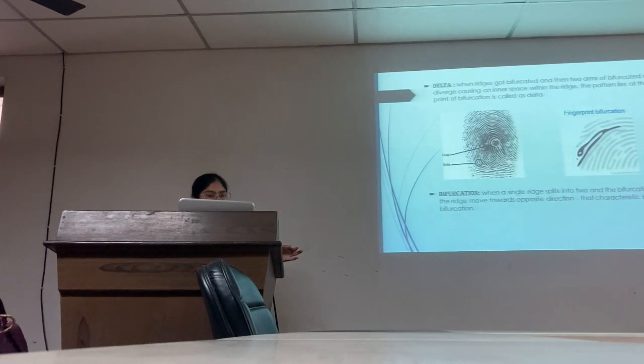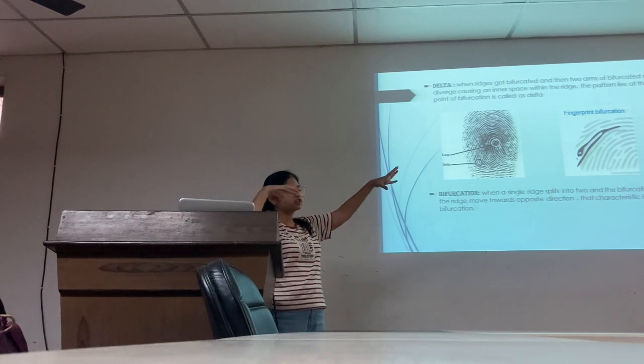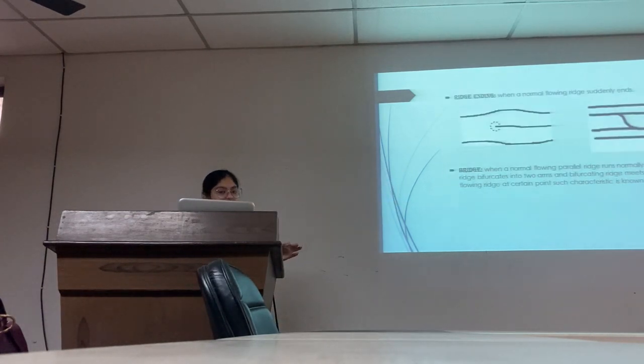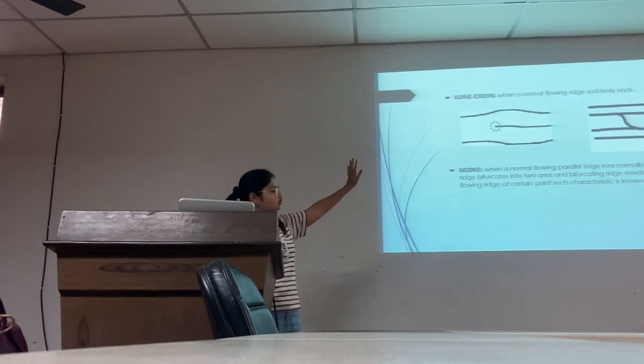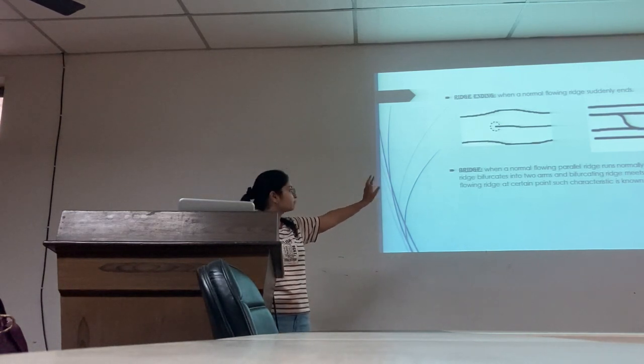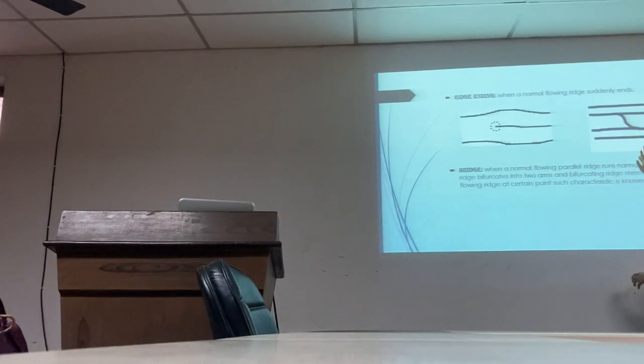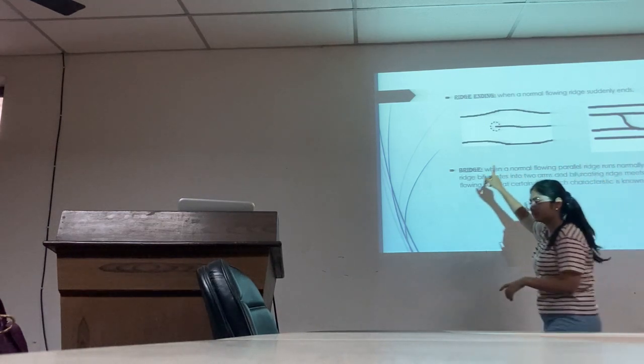Then comes the delta. When a ridge gets bifurcated into 2 and it forms a triangle-like structure, then the middle spacious part is known as delta. Then comes the bifurcation. When a ridge splits into 2 and moves in the opposite direction, that is known as bifurcation. Ridge ending. When a free flowing ridge suddenly stops, that is ridge ending. Bridge. When a ridge bifurcates and rejoins the other ridge, that is bridge.